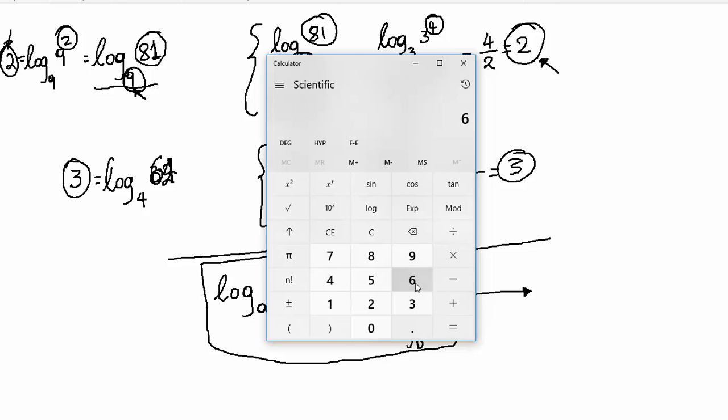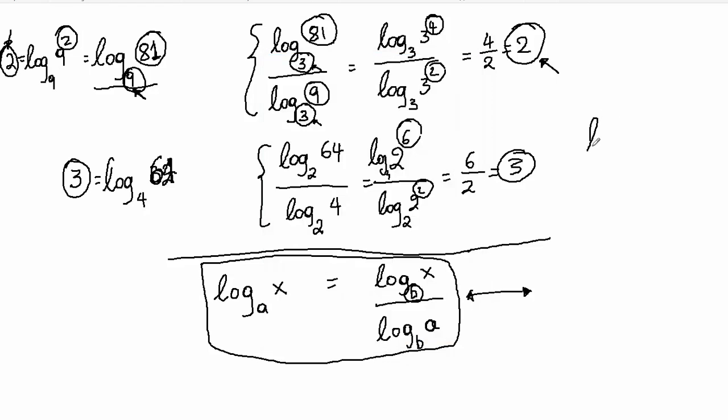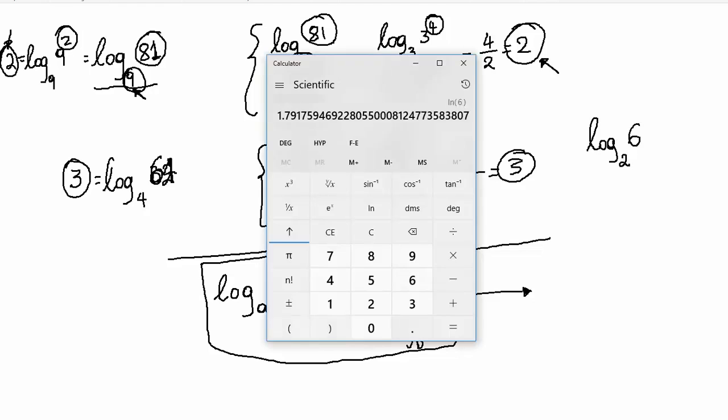I can find the logarithm of 6 with base 10, it is 0.77. I can find the log of 6 with ln, the natural logarithm with base e, it's 1.79, but I cannot find the logarithm of 6 with base 2. Let me write it here so you can see what we cannot find. The log with base 2 of 6. This is something that you cannot find as is in your calculator.